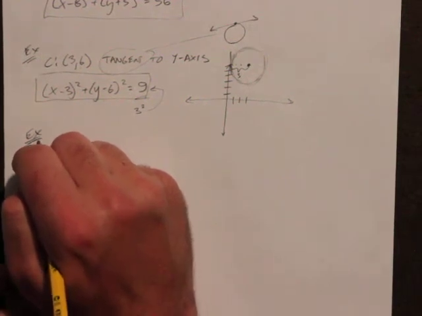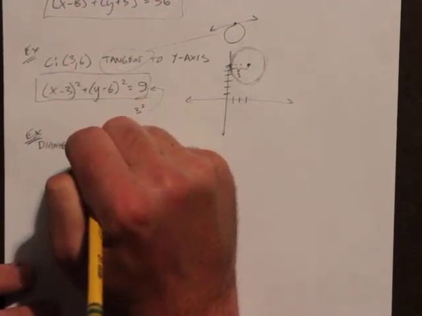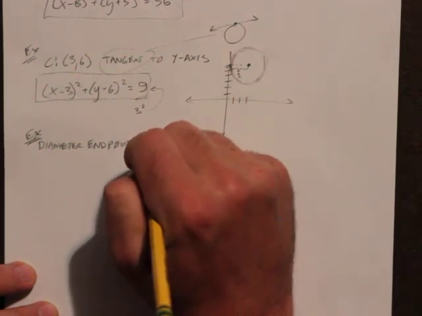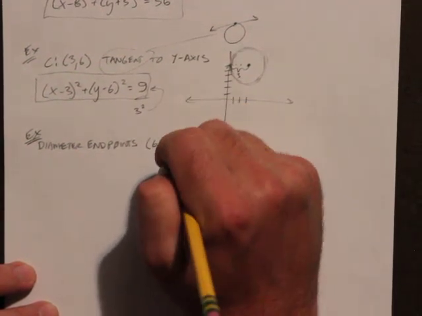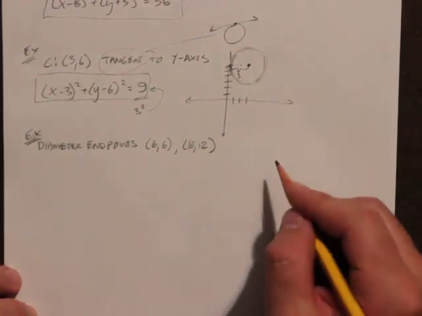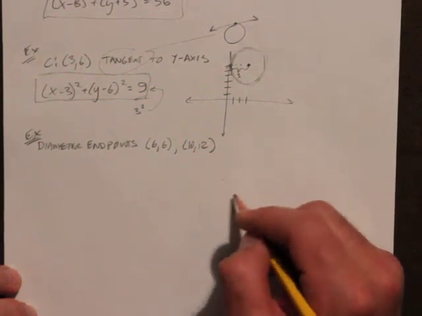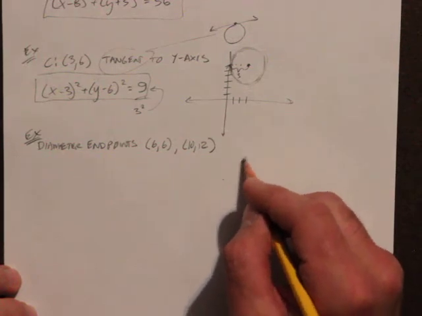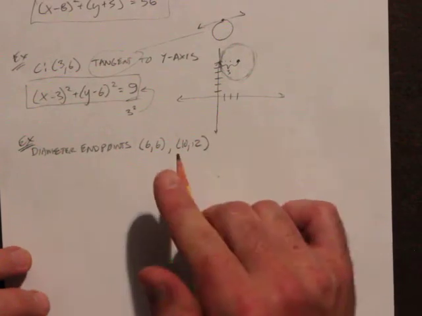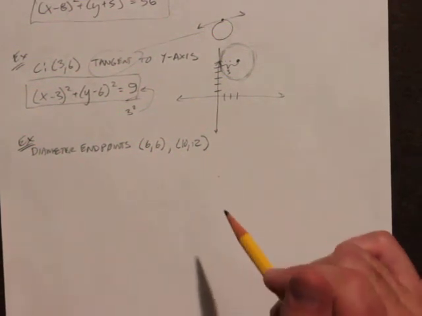So my diameter endpoints are 6, 6, and 10, 12. Oh, so if I put those endpoints on there, I've got to find the center, and I've got to find my radius. So we're going to have to go through kind of a mess to get this. Without graphing, it's not really going to help us with these particular numbers.